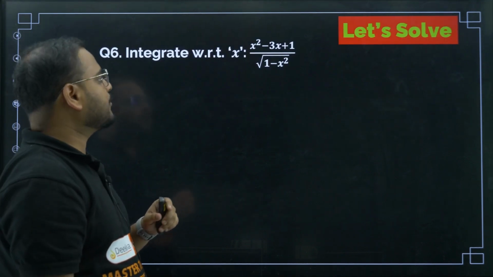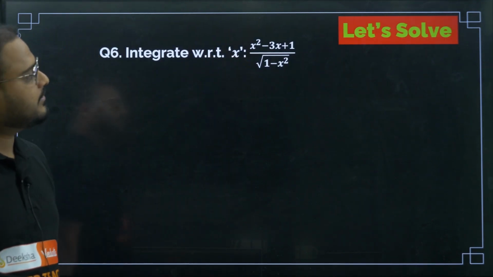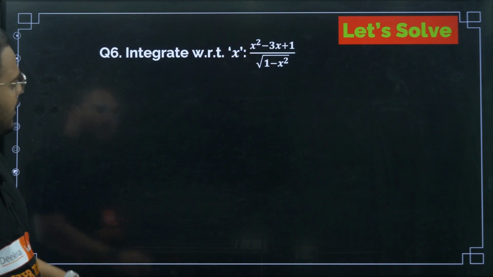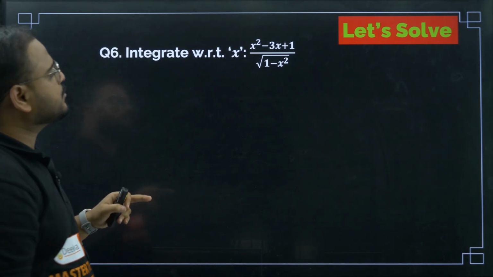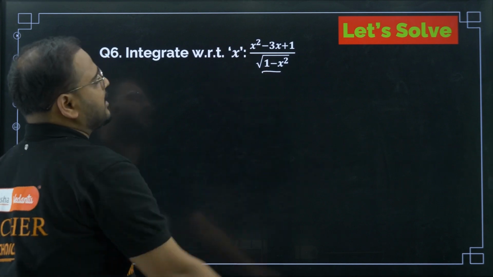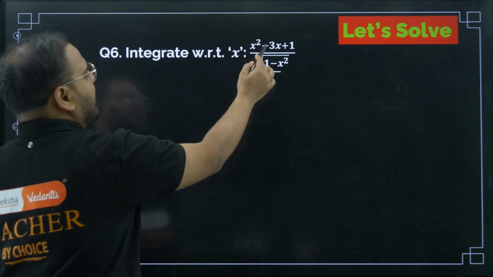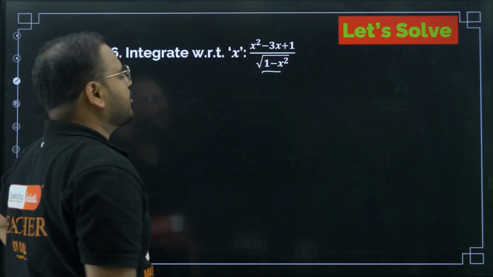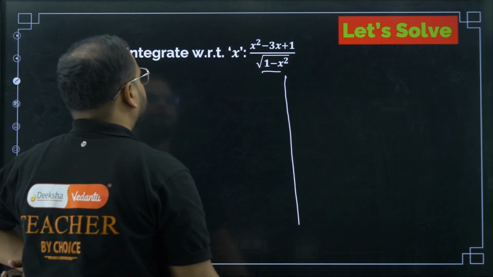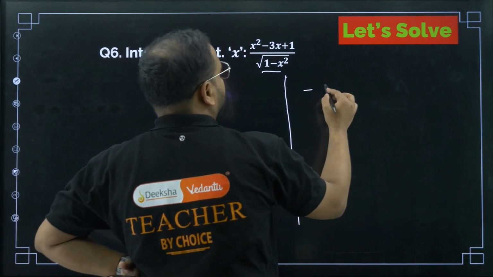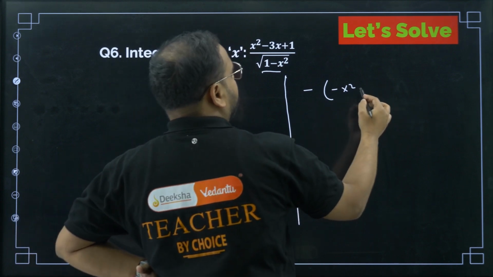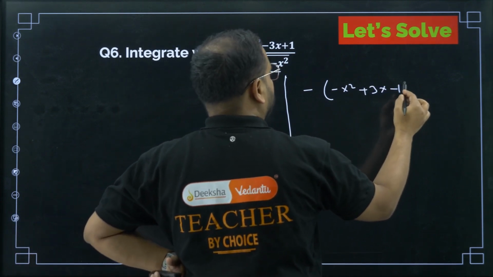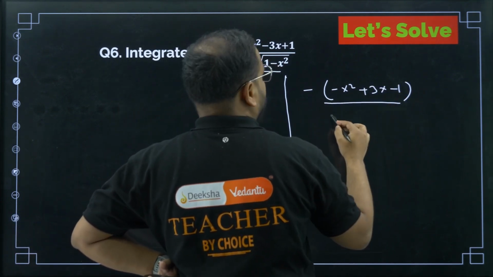Over here, integrate with respect to this. Again, I think we'll have to use what? Particular function only. Let's see how we can do that. So I have 1 minus x square over here; only x square positive is there. I can take the minus sign common in the numerator. Please check. I can write this as minus common, minus x square plus 3x minus 1 upon, this will remain as it is.